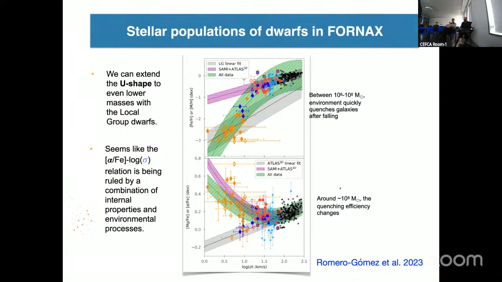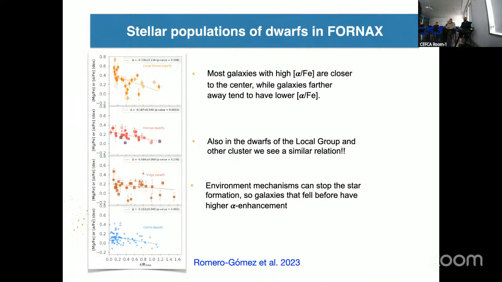This is the alpha enhancement. Remember, some of the galaxies are located in this linear relation, but the Fornax galaxies, some of them are located in this U-shape. And when you put the local galaxies, they are again going up. It's even more clear, the U-shape between the alpha enhancement and the mass or the velocity dispersion. Even more, we discover a relation between the alpha enhancement and the location in the cluster. Okay? Here we have the local group. This is, of course, the distance to the Milky Way.